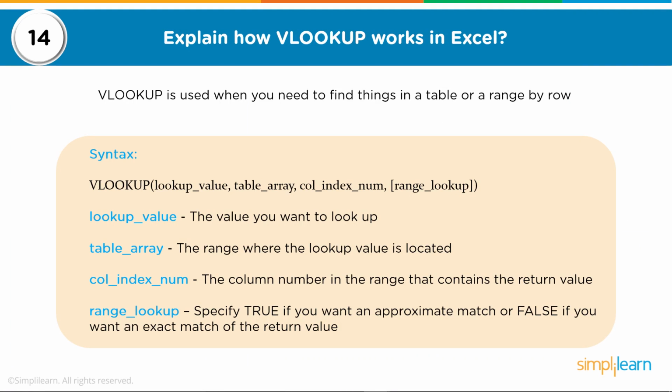Explain how VLOOKUP works in Excel. VLOOKUP is used when you need to find things in a table or range by row. The syntax has 4 different parts to it. We have our lookup value, that's the value you want to look up. We have our table array, the range where the lookup value is located, the column index number, the column number in the range that contains the return value, and the range lookup. Specify TRUE if you want an approximate match or FALSE if you want an exact match of the return value.